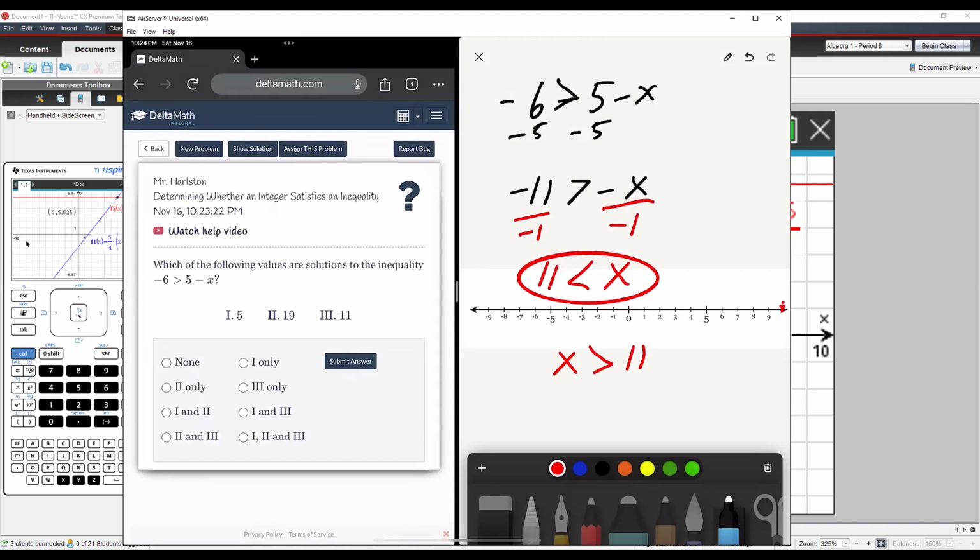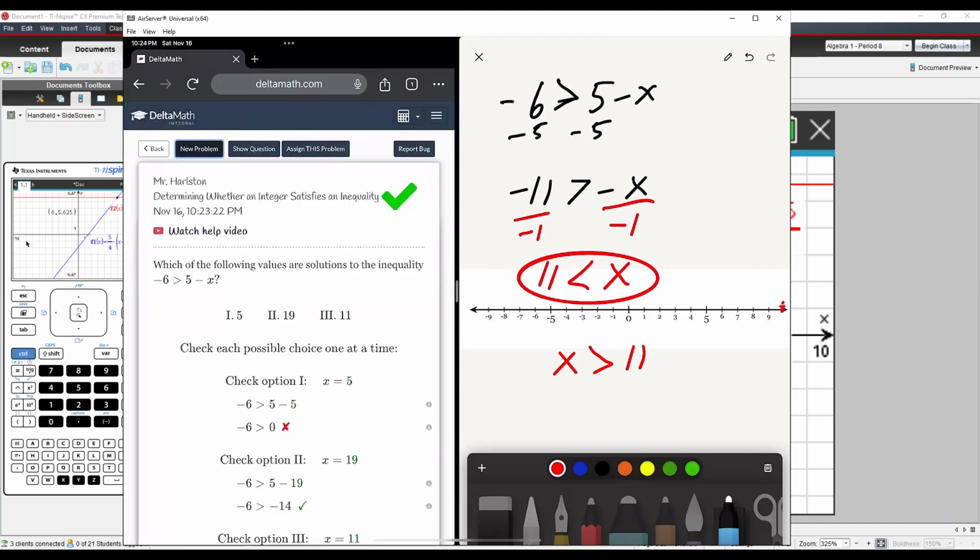The second one is greater than 11, and the third one is not greater than 11, it is actually equal to 11. So there's only one answer here. So it would be number 2. We submit it, and it says yes. Now, that's how you're doing that. So let me do another one.